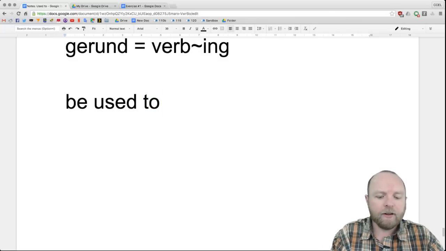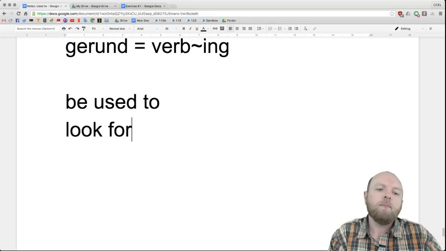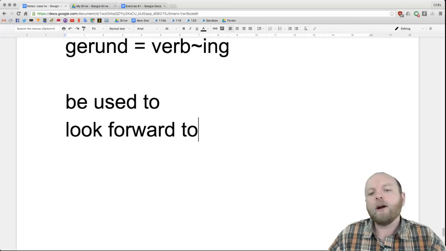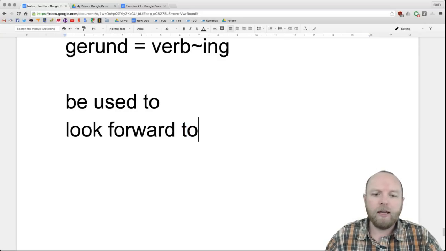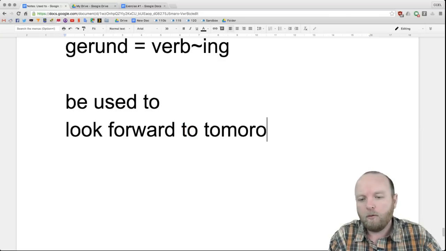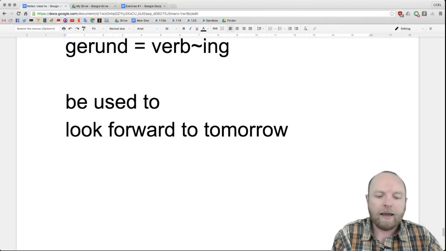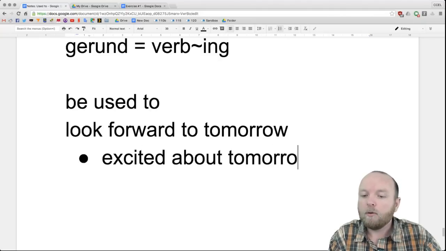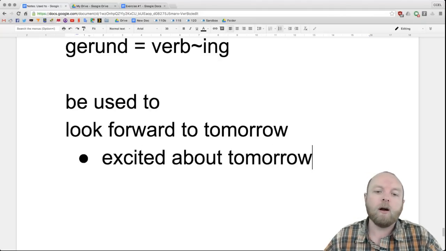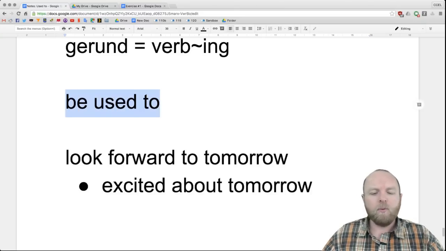We have another expression in English. I'm not going to talk about this in today's lesson, but another popular expression where this to is a preposition is, I look forward to tomorrow, for example. This means I am excited about tomorrow.